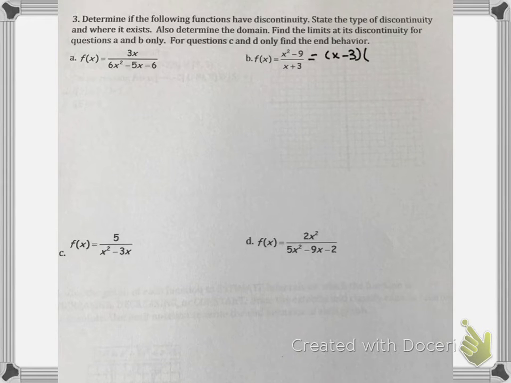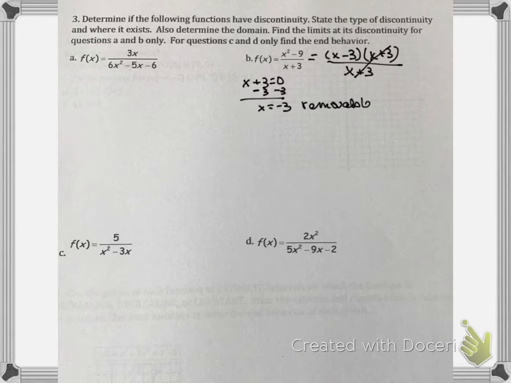The top is a difference of two squares, and it does give me a hole, a removable discontinuity. I need to figure out where that is existing. Okay, I have a removable discontinuity at x equaling -3.